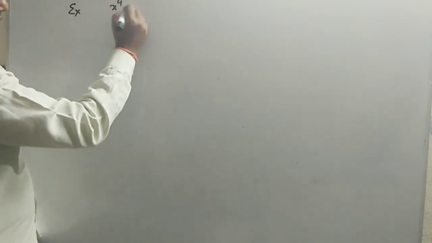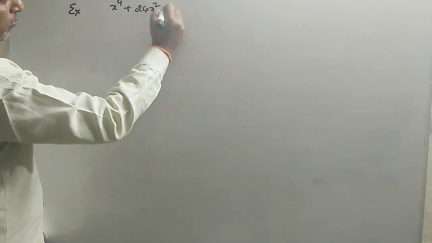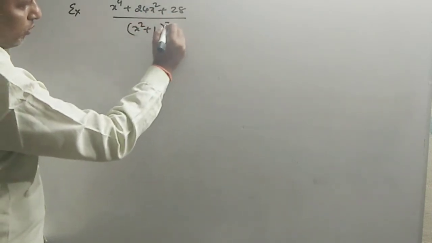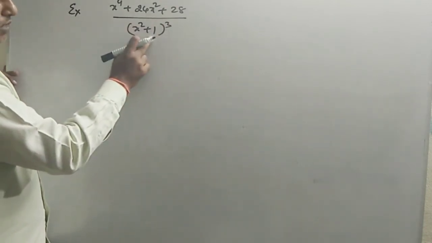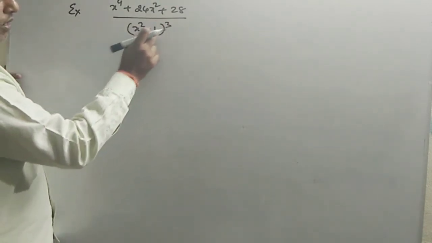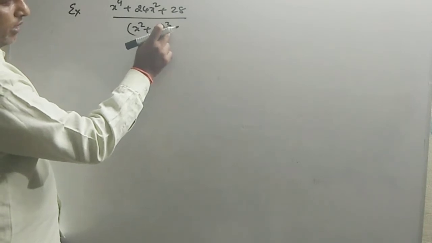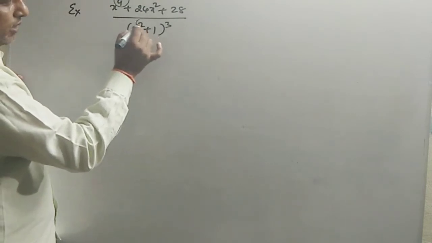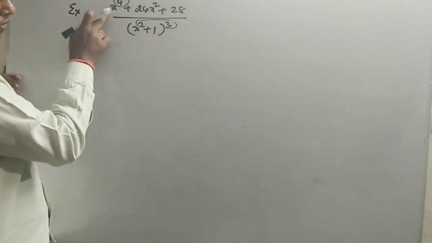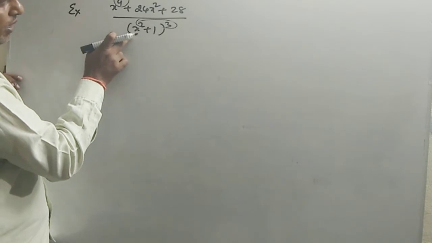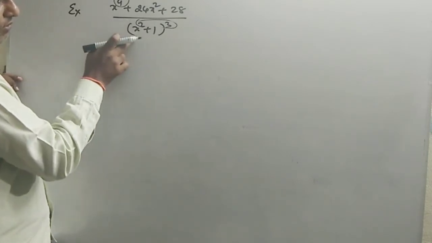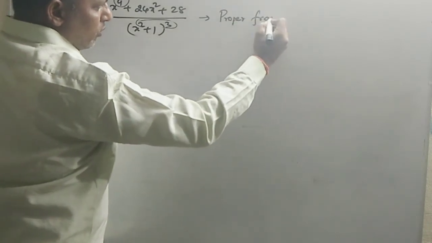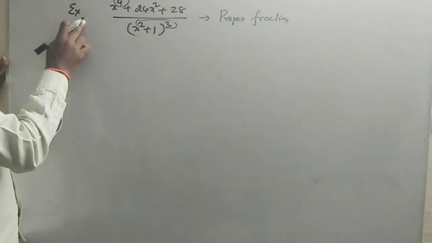For example, x power 4 plus 24x square plus 28 by x square plus 1 whole cube. X square plus 1 is an irreducible polynomial, repeated to degree 3. This is g of x. F of x degree is 4. G of x degree is 6. Therefore, degree of f of x is less than the degree of g of x. Therefore, it's a proper fraction.